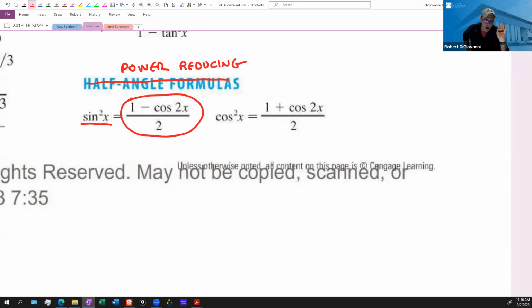Now, yes, I will admit it has cosine in it now. But you've somehow gotten rid of the power on the sine and got this new expression. And then here, again, cosine squared, and then you do something and it's going to reduce the power. So I'm just telling you this because you might be in another class like differential equations. They're like, hey, we're going to do the power reducing formula. They're talking about this formula.